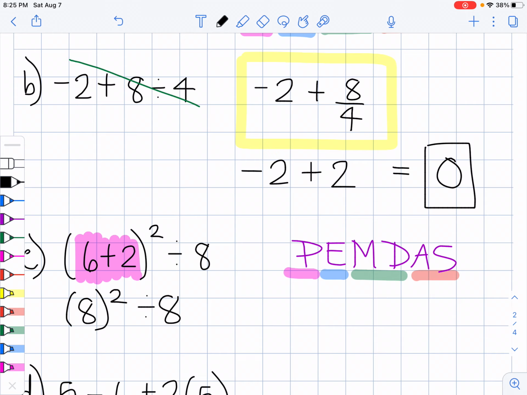All right. And then I have to do my exponents. So here is my exponent here. Oops, and actually I'm going to do it in blue to match here. Here's my exponent, so I have to do next 8 squared. 8 squared means 8 times 8, 8 multiplied by itself 2 times. This gives me 64. And last but not least, 64 divided by 8 is equal to 8.